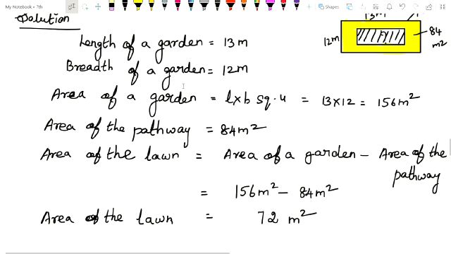So length and breadth of the garden is given. First we need to find out the area of the garden. After that, area of the pathway is given. So we are going to find area of the lawn. Okay, so what do you want to do, children? In the area of a garden minus area of the pathway, you will get area of the lawn. So 156 minus 84, what we are getting, children? 72 meters square. So area of the lawn equal to 72 meters square. You understand, children?